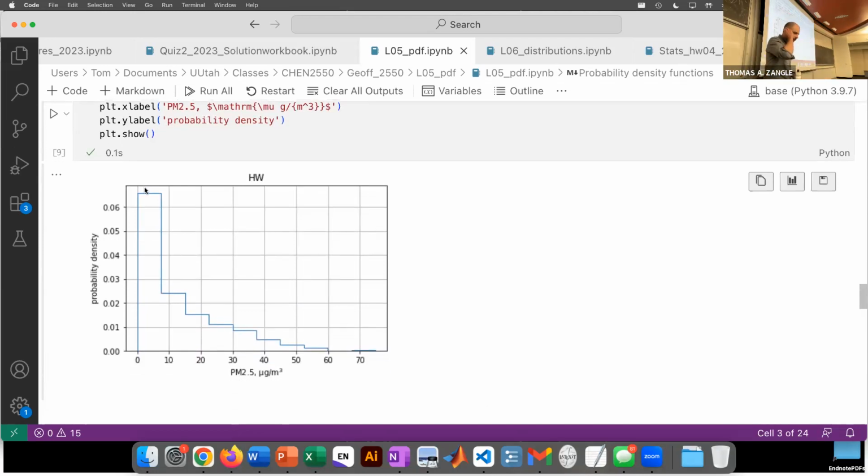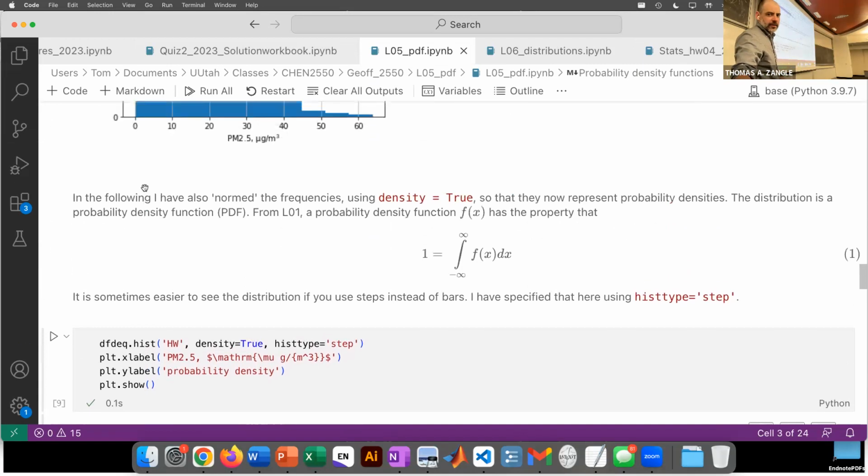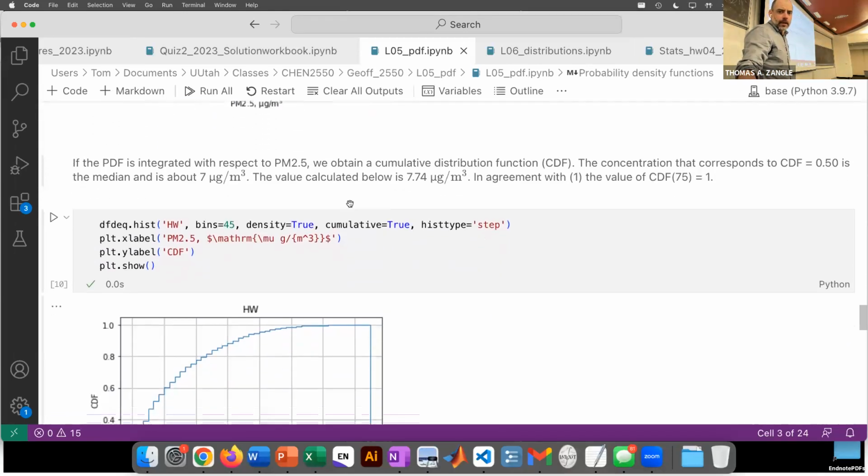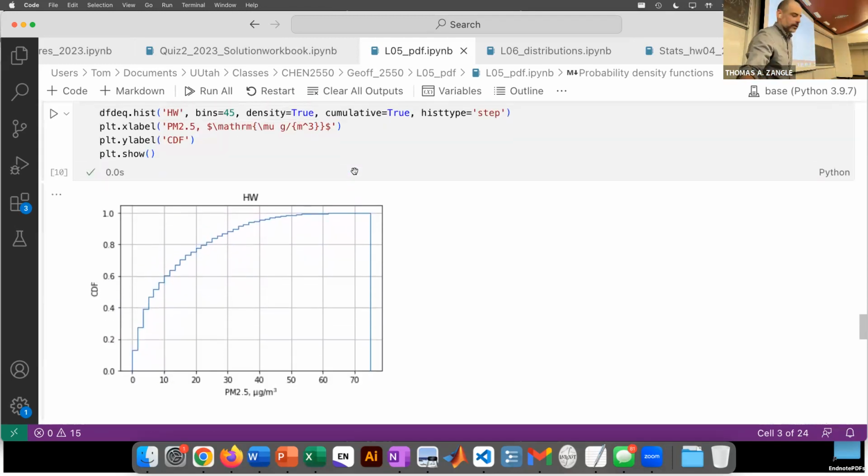Okay. But this has now given us an estimate of the PDF that is now normalized by the number of observations and the bin width. So we can take this same data and we can now look at the cumulative density function, which tells us the cumulative probability that we have values up to a specified, in this case, a specified PM 2.5 reading.